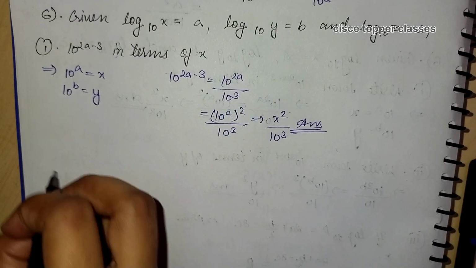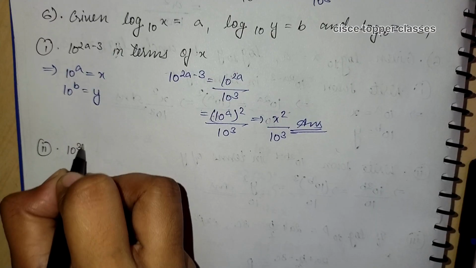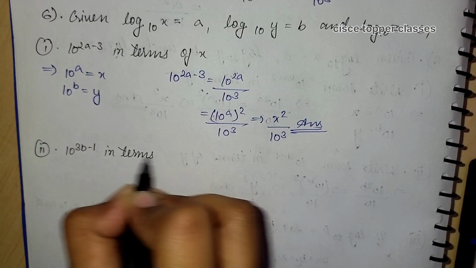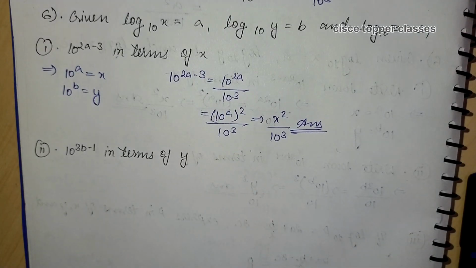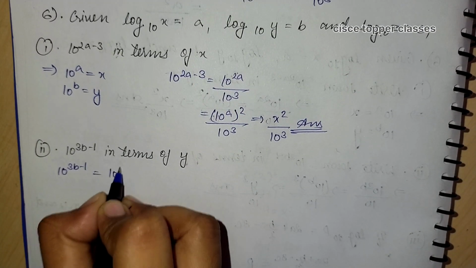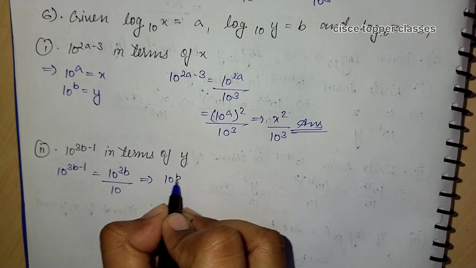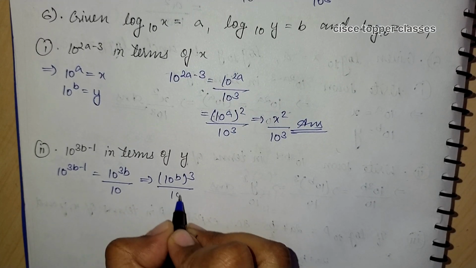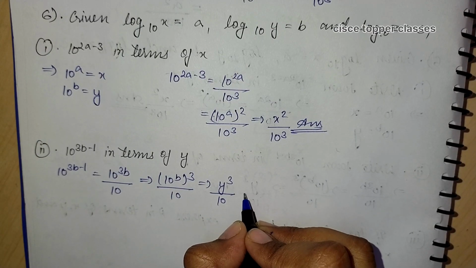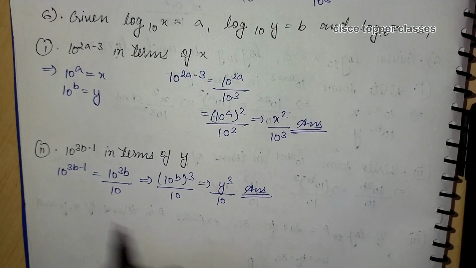Now in the second part, we have to find the value of 10 to the power 3b minus 1 in terms of y. So we can simply write 10 to the power 3b minus 1 as 10 to the power 3b divided by 10. So 10 to the power b whole cube divided by 10. So it will be y cube divided by 10 as the answer here in this question.